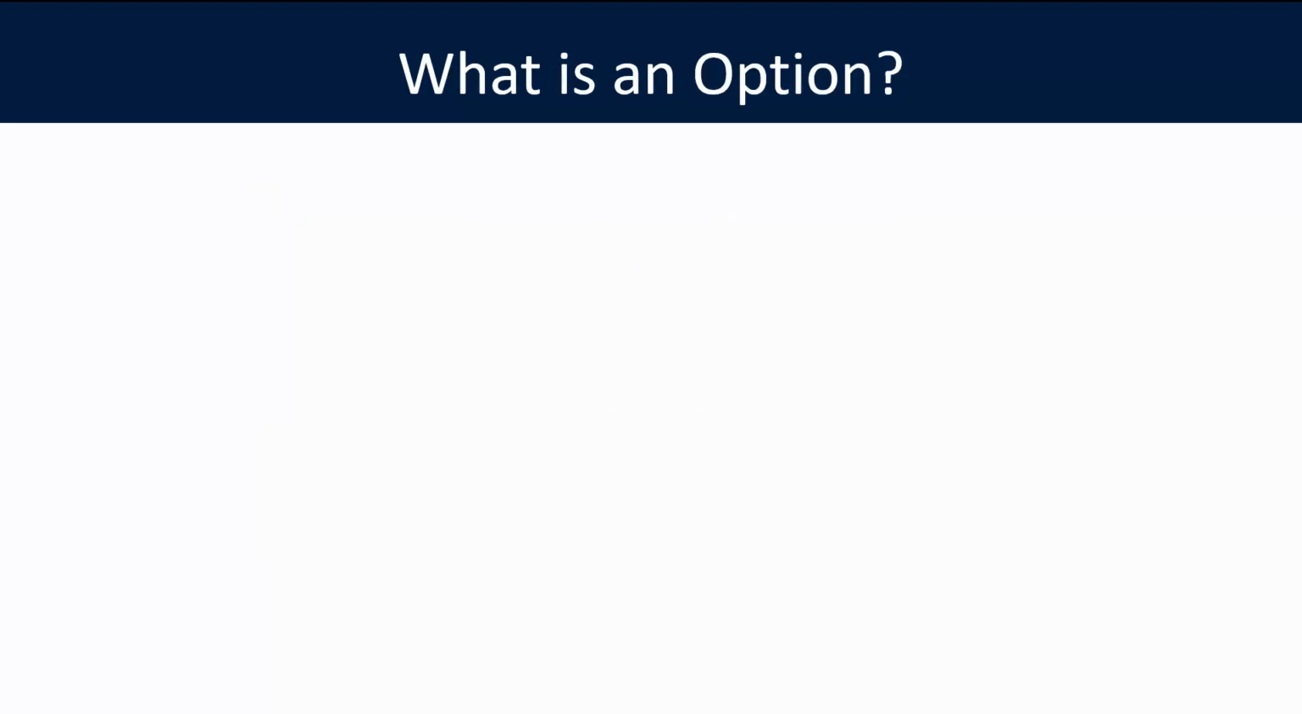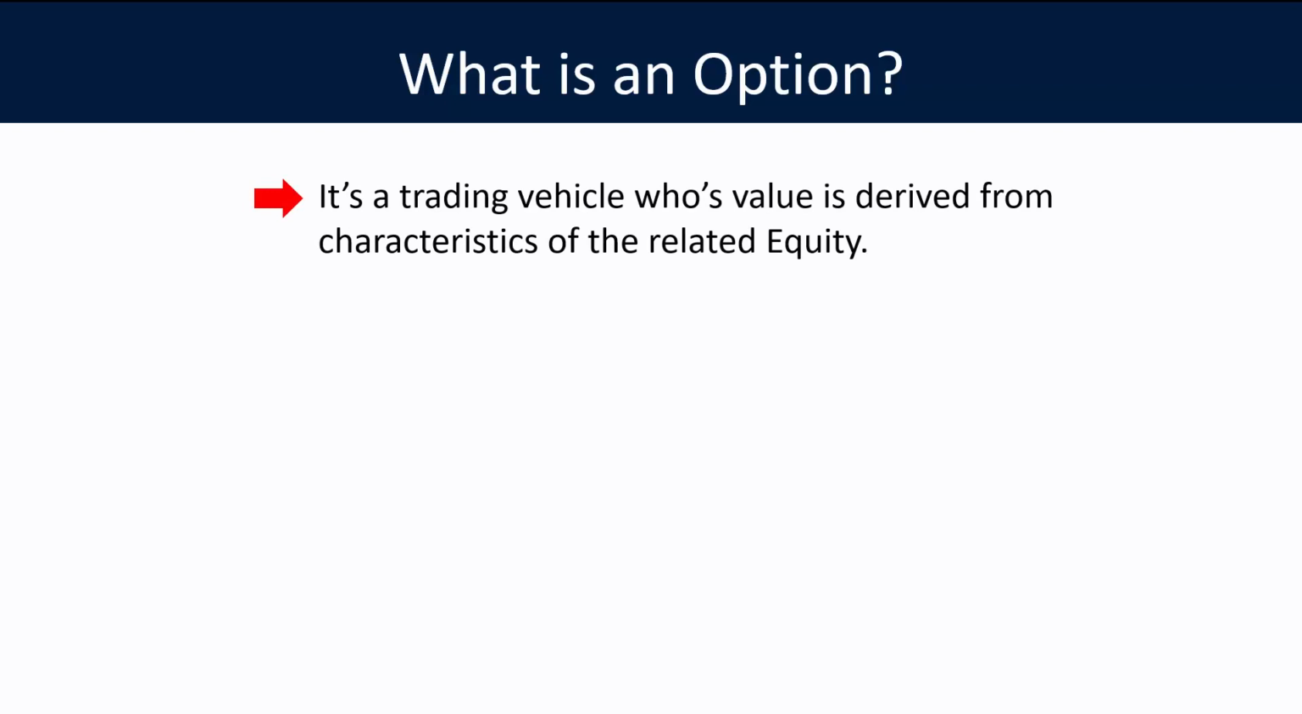So the second question is, what is an option? An option is an actual trading vehicle that's created whose value is derived from characteristics related to an equity. Every option is directly related to an equity. I might hold an Apple option or a Microsoft option or an Amazon.com option. An option doesn't exist by itself. It's always related to the underlying stock.